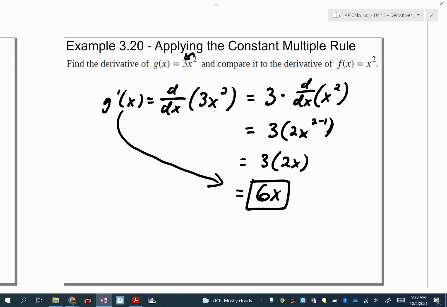Comparing it to the derivative of f of x, right? The derivative of x squared, as we just found out, is 2x, highlighted here. All right, so it's 3 times the derivative of x squared. The derivative of g of x is 3 times the derivative of f of x. So if you were to graph it, you would notice that your slope is 3 times steeper. Okay.